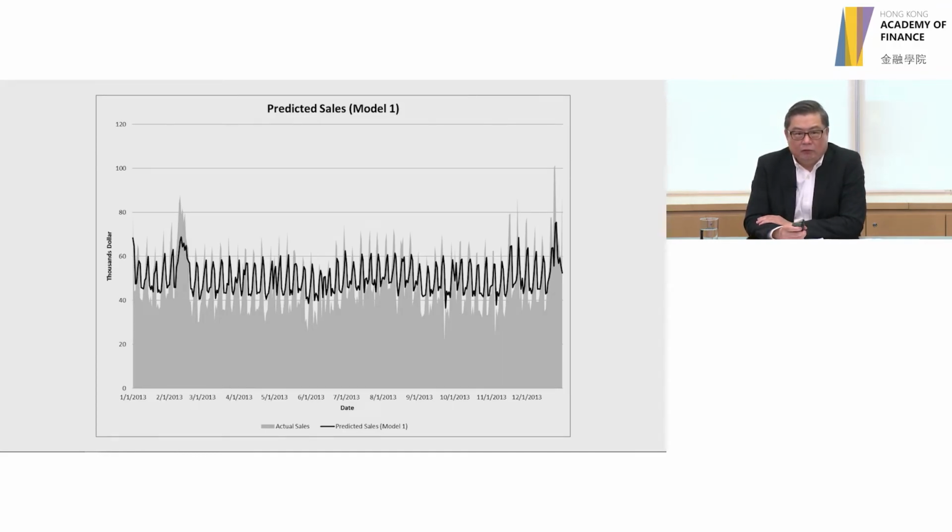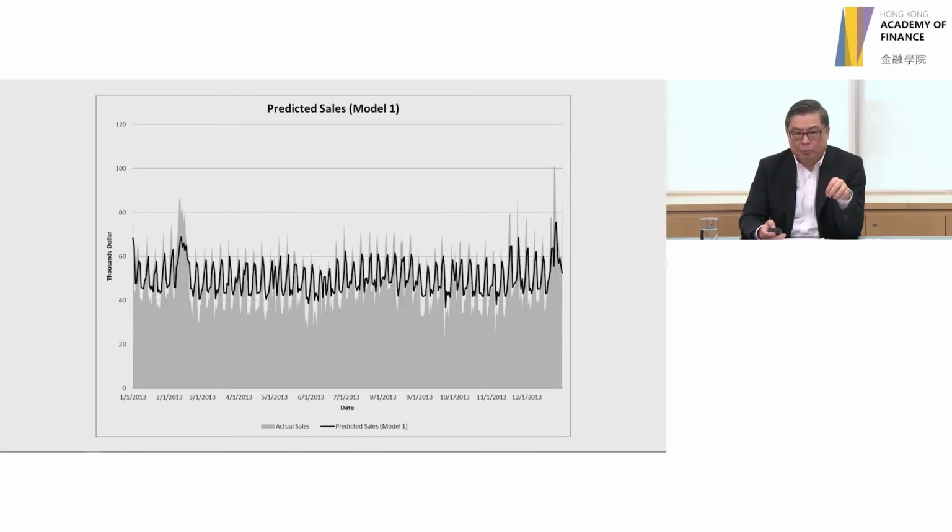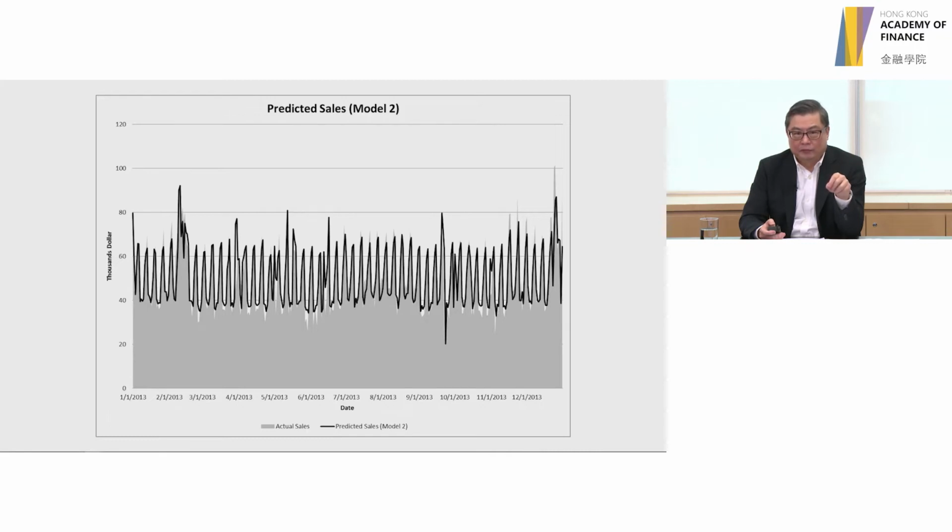The gray line here is the actual sales in year 2, and the black line corresponds to the prediction given by the model. As you can see, the prediction given by model 1, which is the simplest model among the 4, is not very good, because it fails to capture the peaks. Now this is model 2. Model 2 includes both the weekday and the holiday factors. So it's a big improvement over model 1 in terms of prediction.